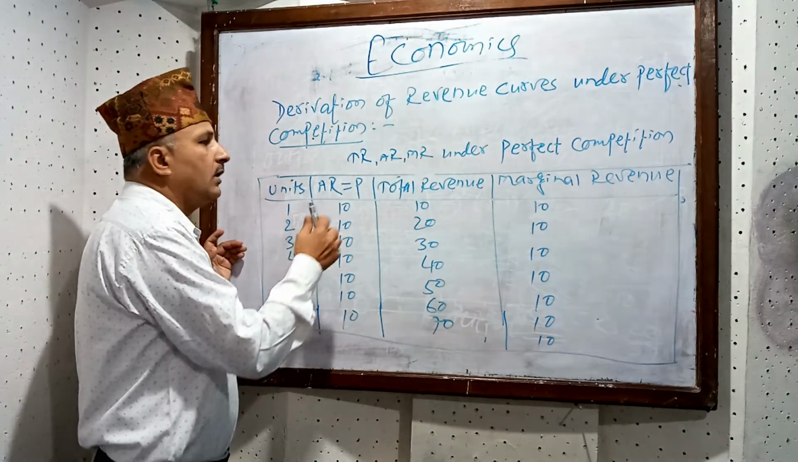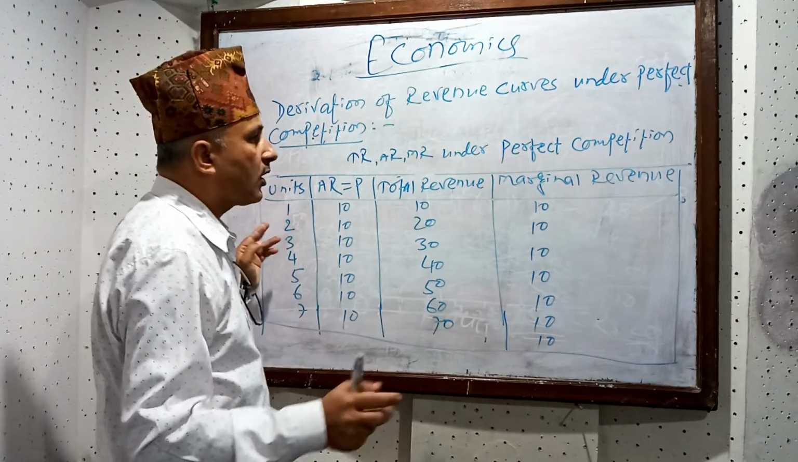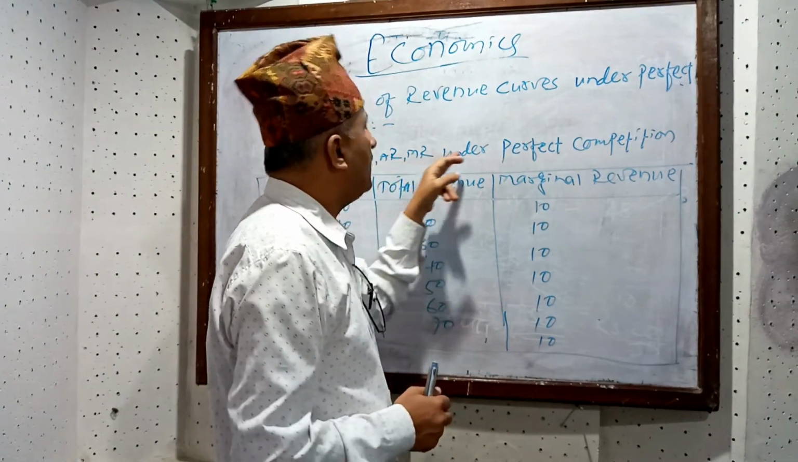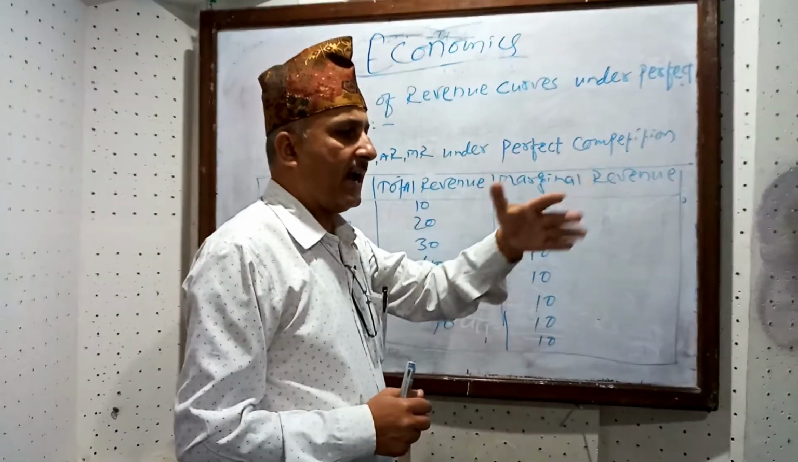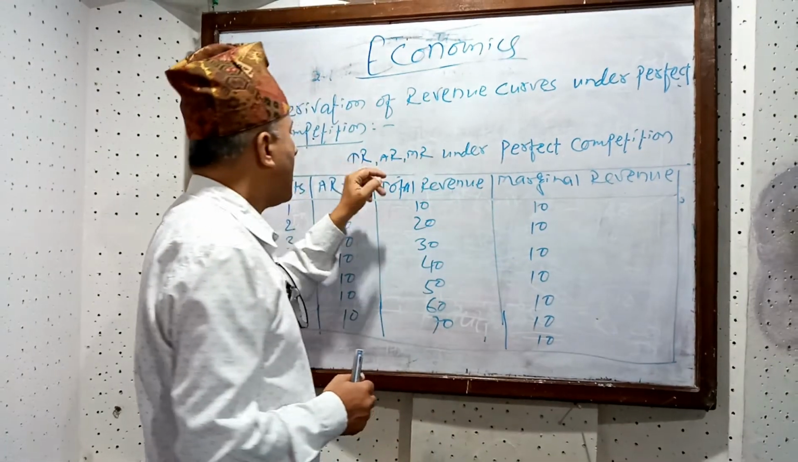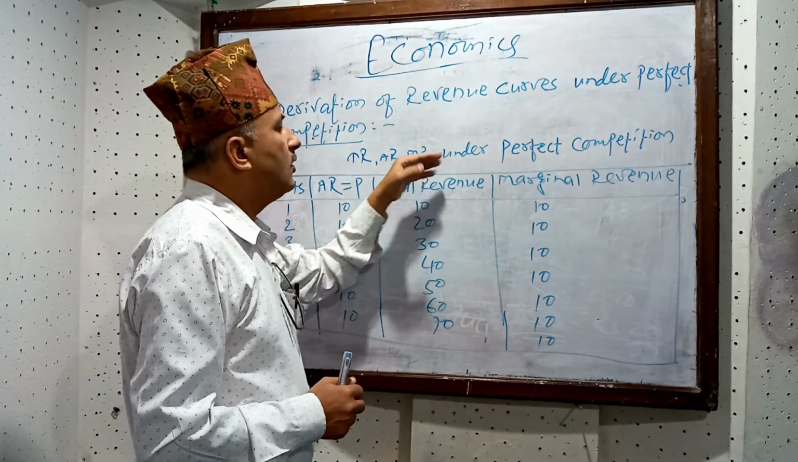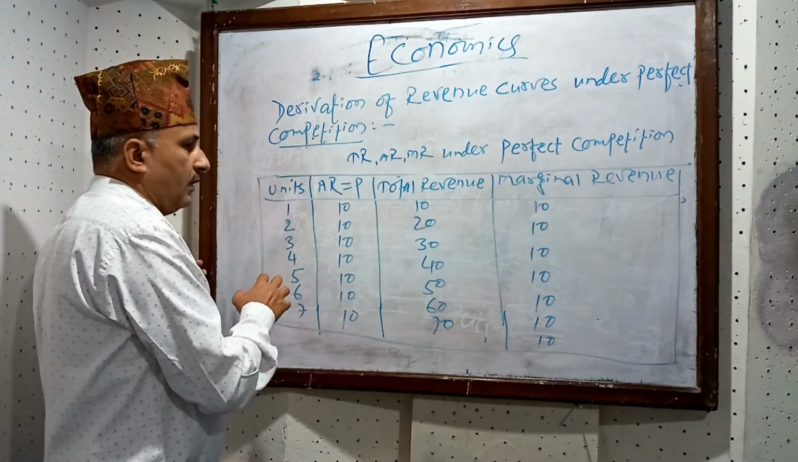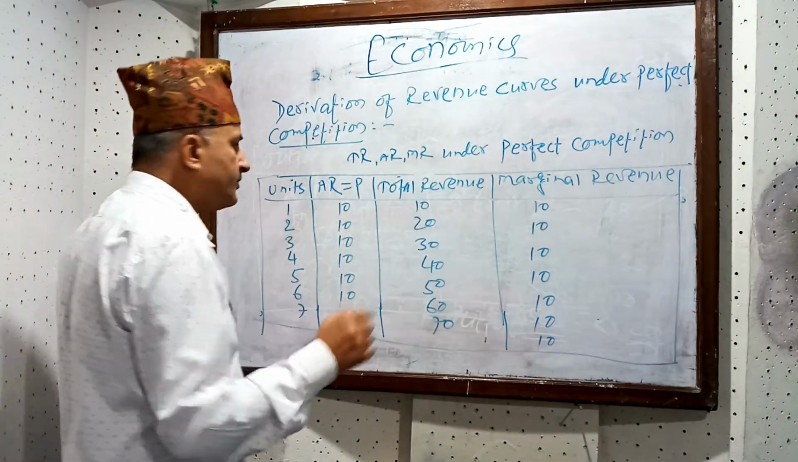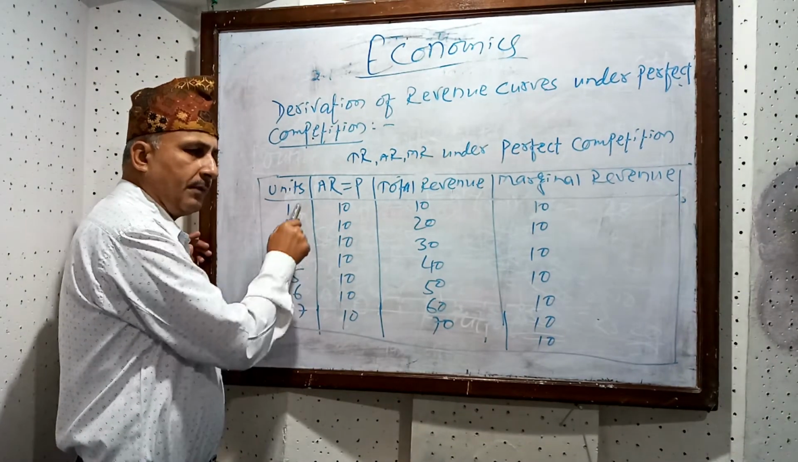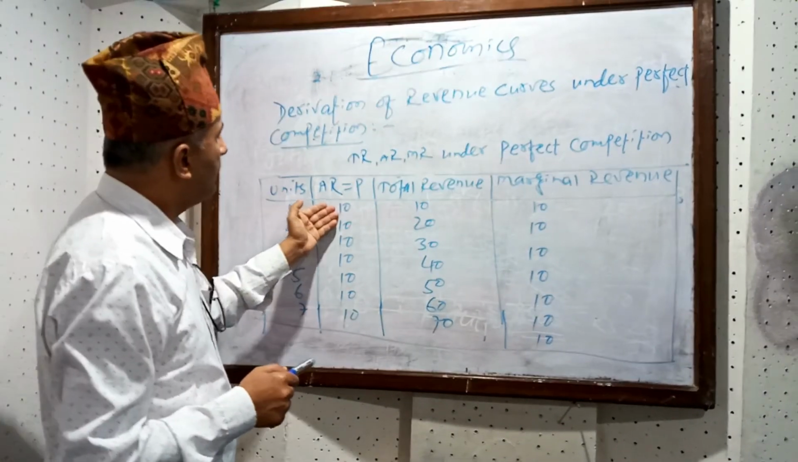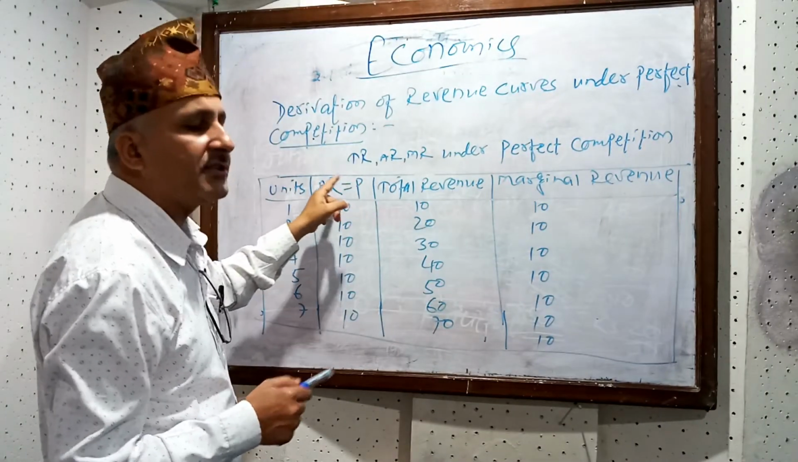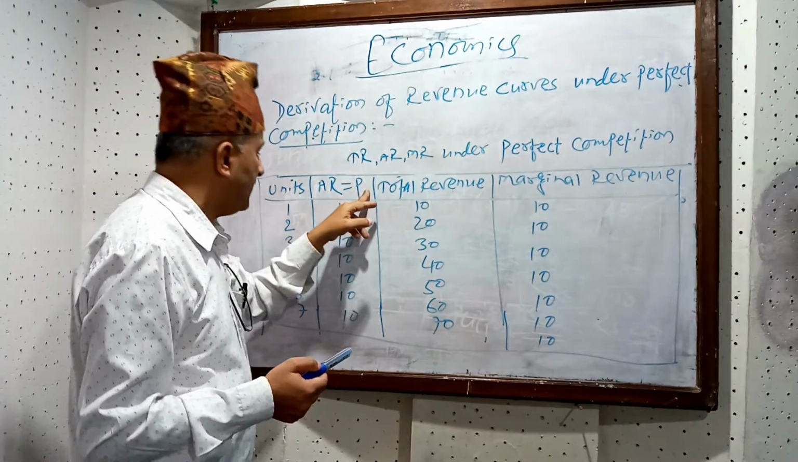That's why now you can draw a schedule in your copy also. The heading of the schedule: TR, AR, MR under perfect competition. You may write in your copy TR, AR, MR under perfect competition. This is the heading of the schedule, and let's divide this schedule into 4 columns. The first one, units, second one, AR equals P, that is average revenue is equal to price. Average revenue and price are the same, so AR equals P, second column.